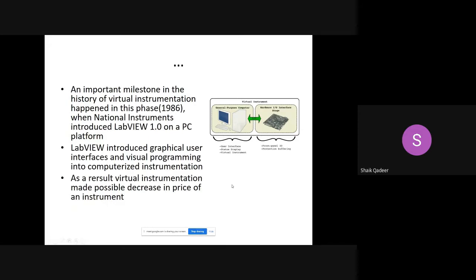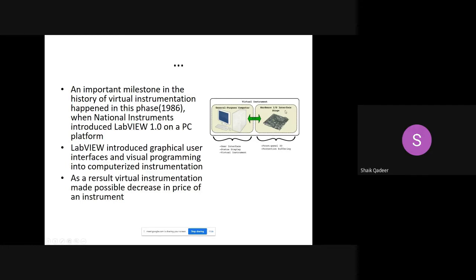Yeah, as I told you, in this phase, virtual instrumentation was started. I'm sorry, I told you in 1987 it was started by LabVIEW. LabVIEW actually launched their product LabVIEW 1.0 in 1986 on PC. So this is a block diagram of a virtual instrument.